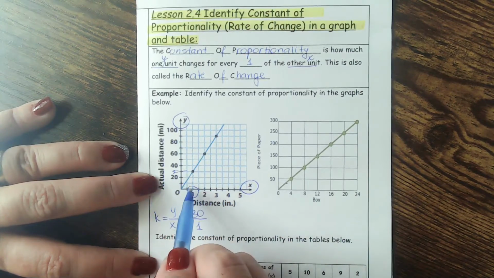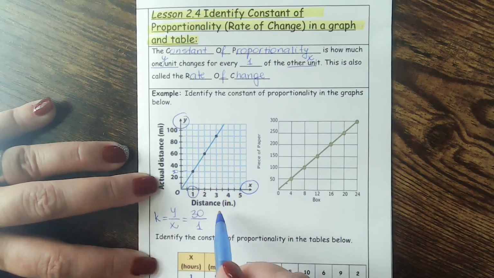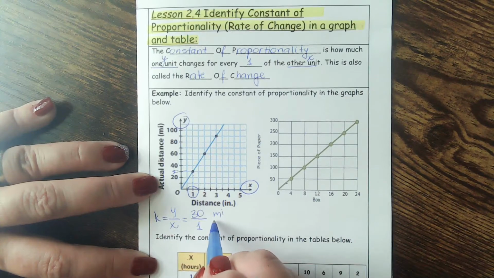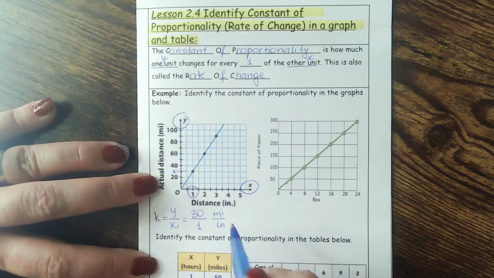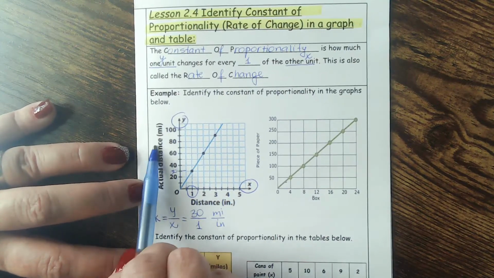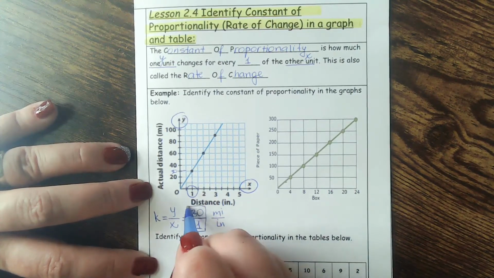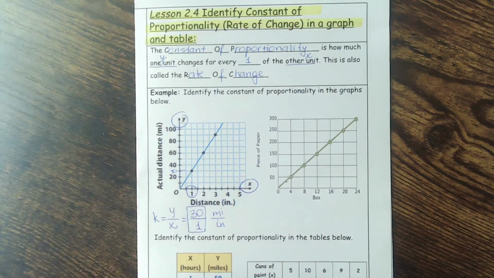So y over x, 30 over 1, and that's the distance in miles. For every 30 miles, we have inches. So actual distance in miles and inches on the map. For every 30 miles, there is 1 inch on the map. Constant of proportionality, 30 to 1.